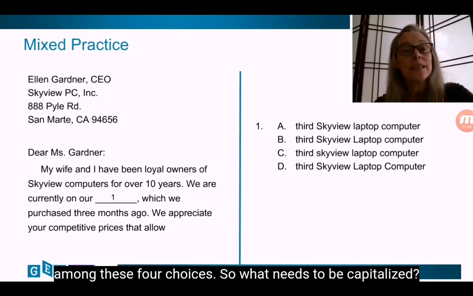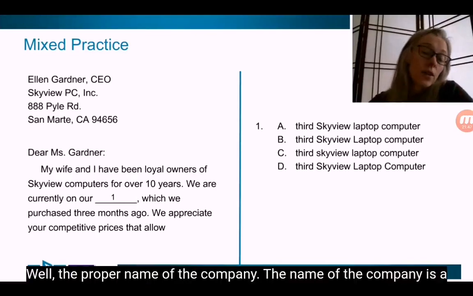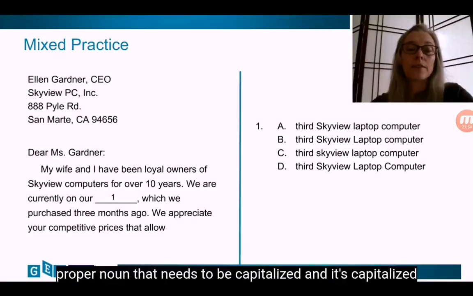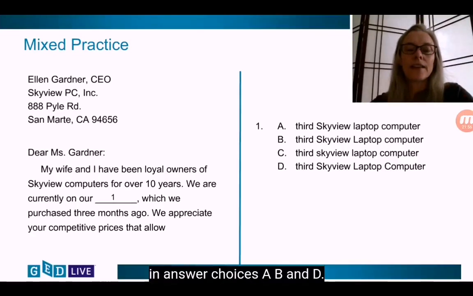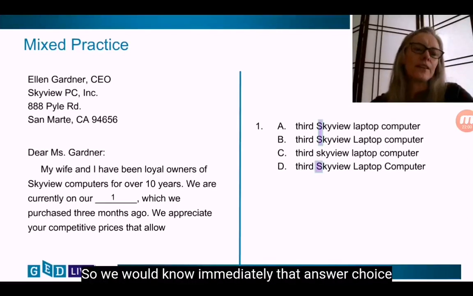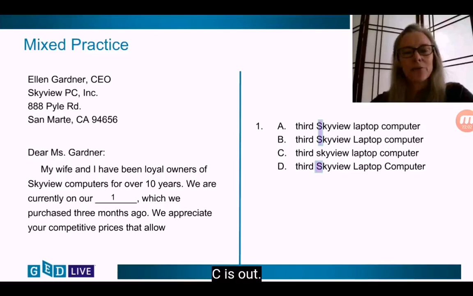So what needs to be capitalized? Well, the proper name of the company. The name of the company is a proper noun. That needs to be capitalized. And it's capitalized in answer choices A, B, and D. So we would know immediately that answer choice C is out.